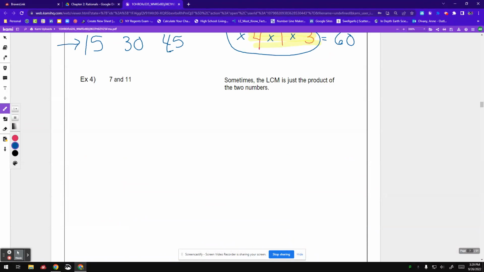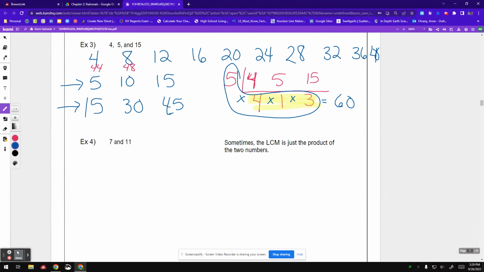Yeah, that's exciting. So 7 and 11. Sometimes the LCM is just the product of two numbers. So if you think about 7 and 11, they're both prime. Their GCF, their greatest common factor they share, would be 1. And I could list them all out, and I won't get one that's the same until I get to 77. So sometimes you just have to multiply them together to get their LCM.